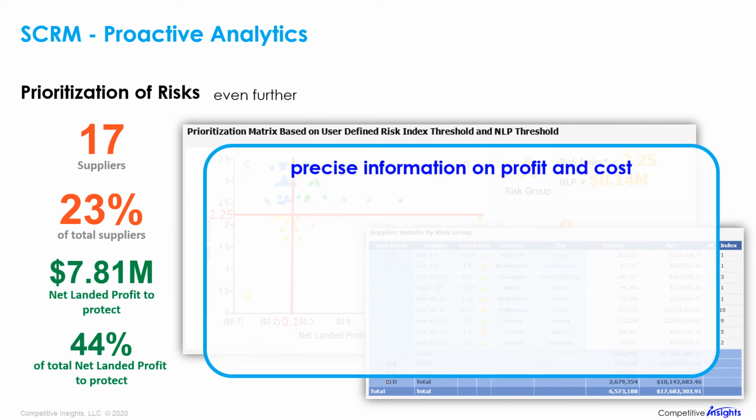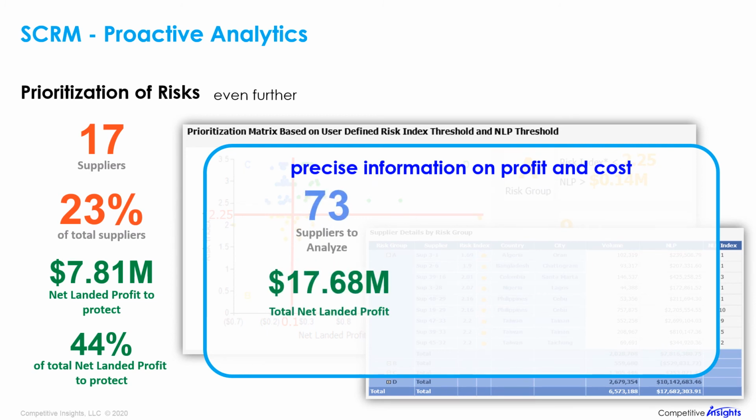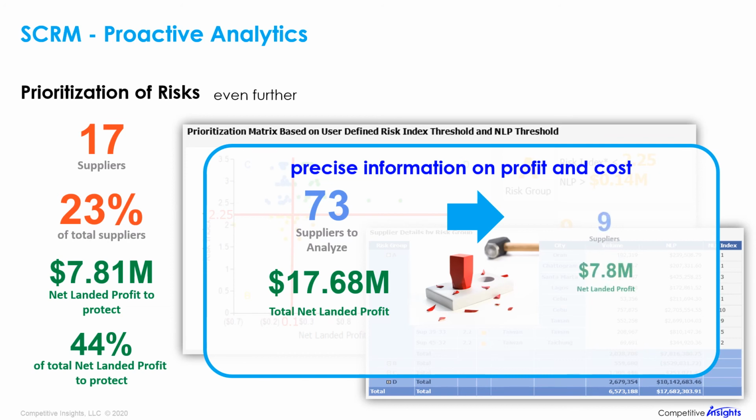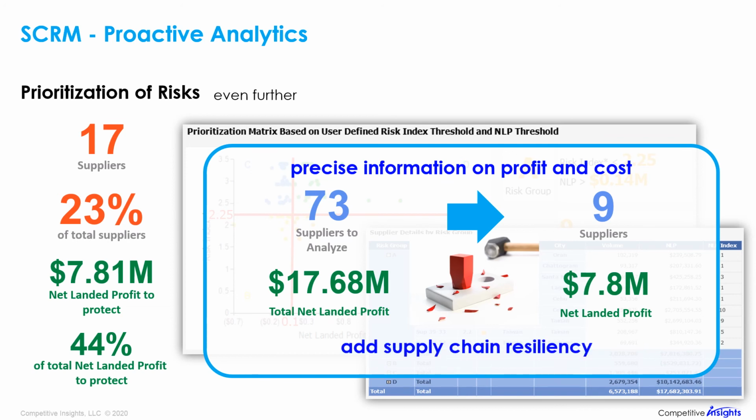So the whole goal of this is to use that precise information on profit and cost and be able to look at areas that are not hundreds and hundreds of suppliers, but being able to focus on 10 suppliers and be able to know that I've made a conscious decision as to what I'm going to do. And if I have done something, I have added resiliency associated with my supply.